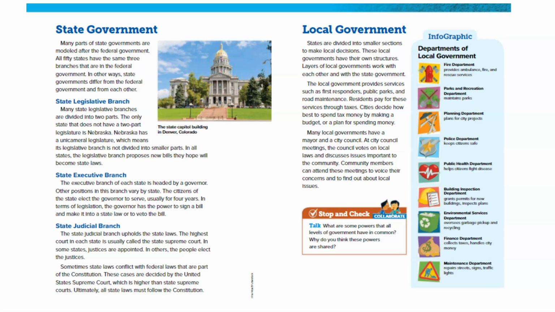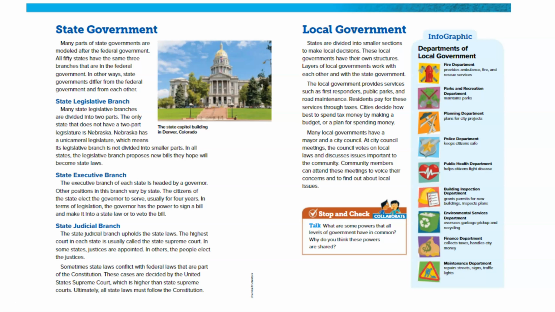How is the state executive branch similar to and different from the federal executive branch? Pause here to ponder that. Correct. The state executive branch is headed by someone who is referred to as the governor, just like the federal executive branch is headed by someone who is referred to as the president.